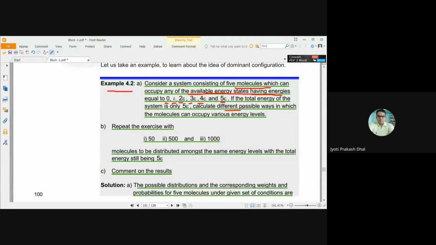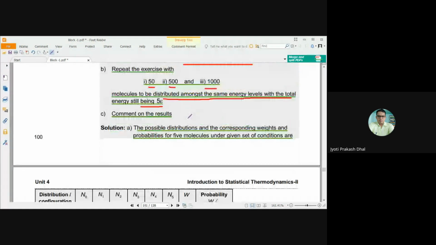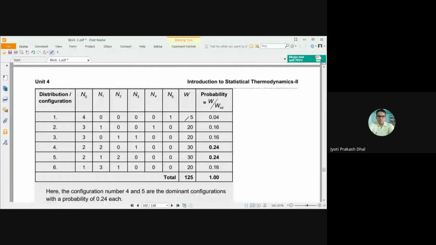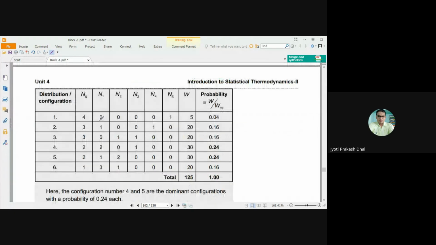Now calculate the possible ways in which the molecules can occupy the various energy levels. Repeat this exercise with 50, 500 and 1000 molecules distributed among the same energy levels with a total energy of the system of 5 epsilon. Comment on the result. So here we will solve part A: the possible distributions and the corresponding weights and probability of 5 molecules under the given set of conditions.